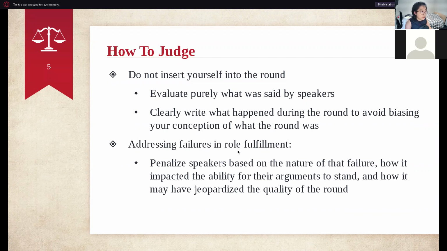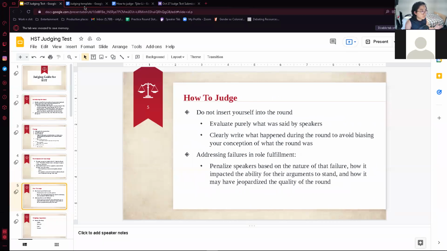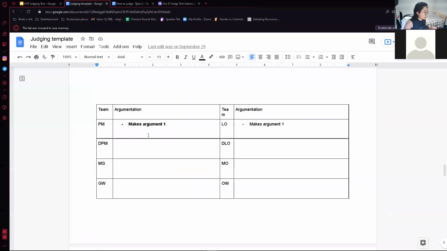As for the judging template that I like to use, I'll share this with you guys later, and I'm pretty sure I've shared it with you many times in the past. It's the judging template that I personally use. This works for me. This doesn't have to work for you.